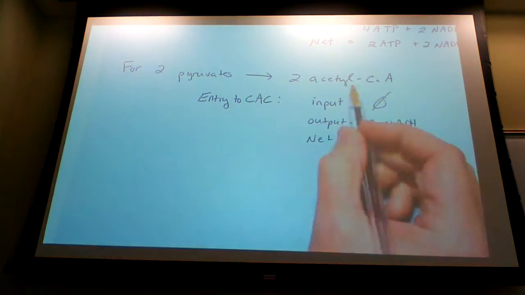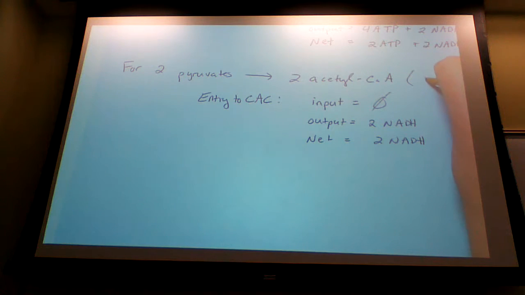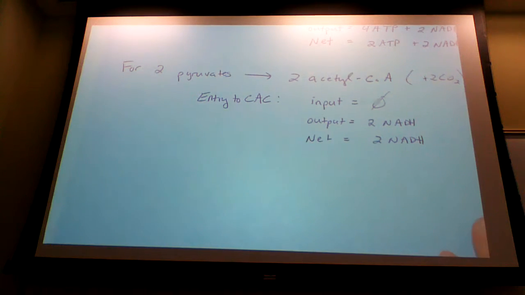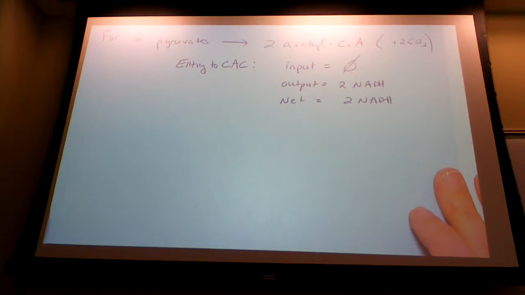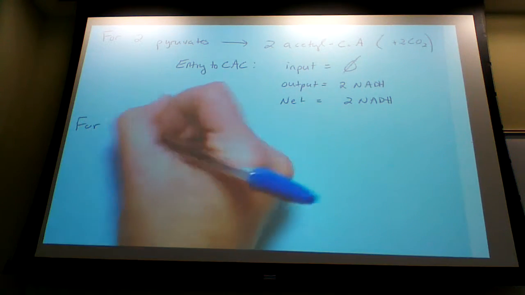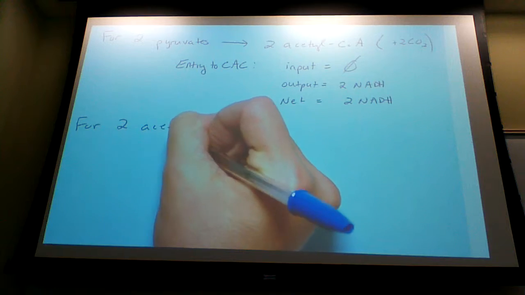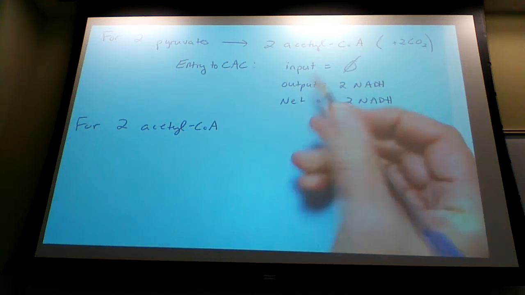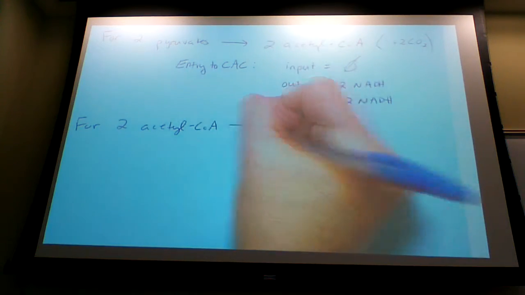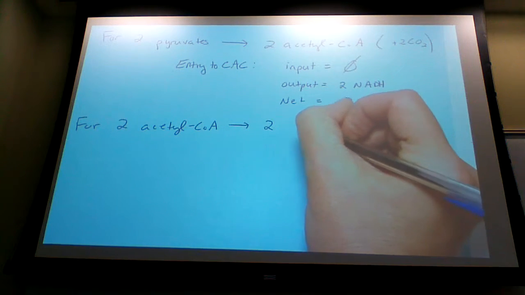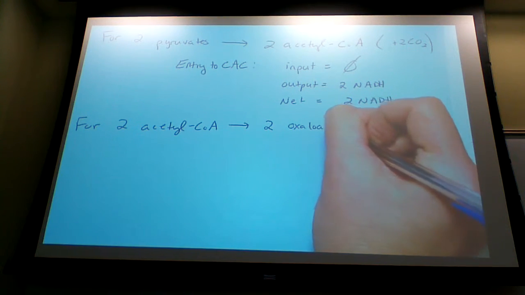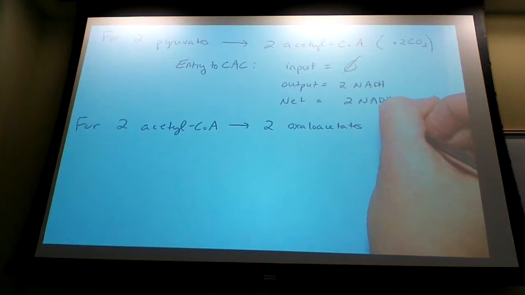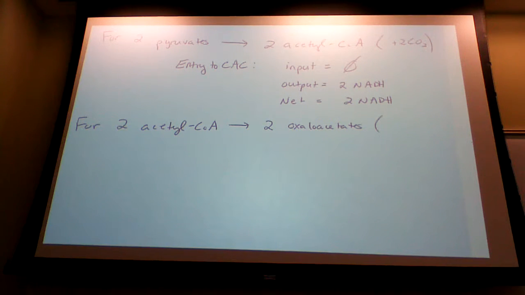So if you want to, it's 2 acetyl coenzyme A's. If you want to, you can, in parentheses, keep track of our carbons. We lost a couple carbon dioxides there. Okay. For 2 acetyl coenzyme A's, going to 2 oxaloacetates. And if you want to keep track of carbon dioxides.